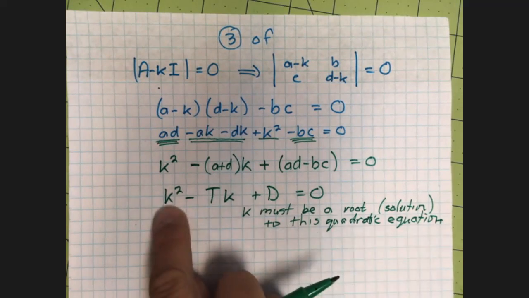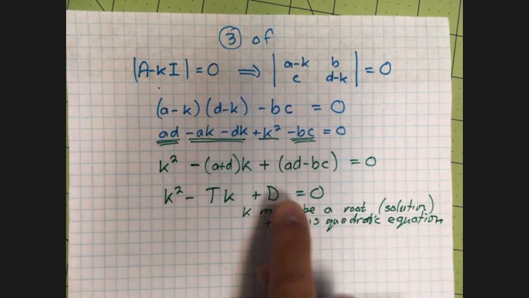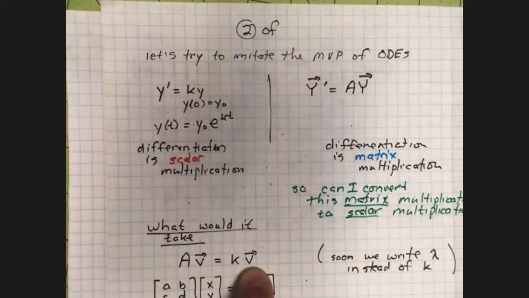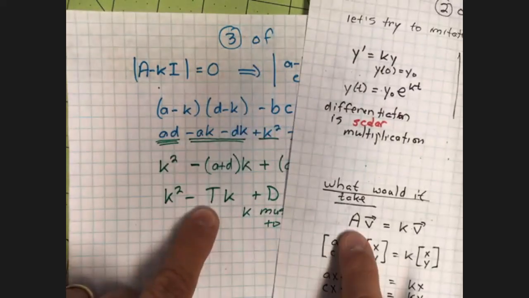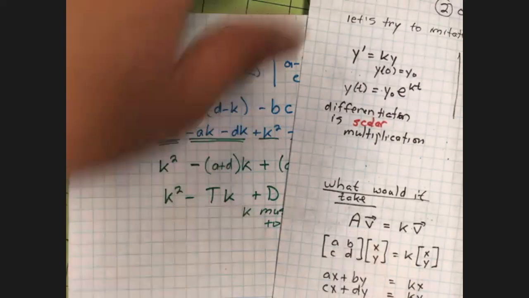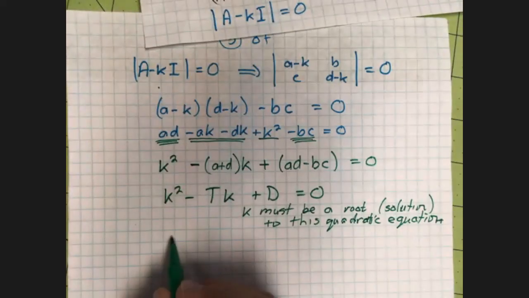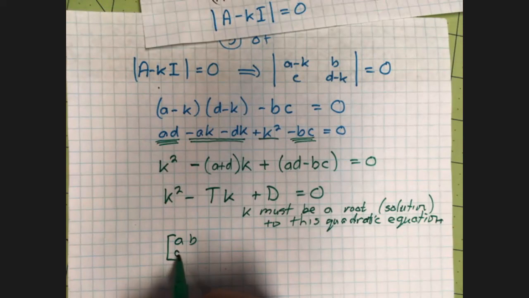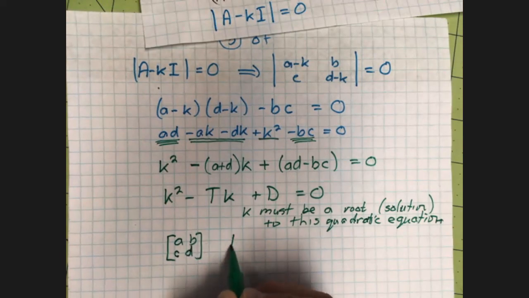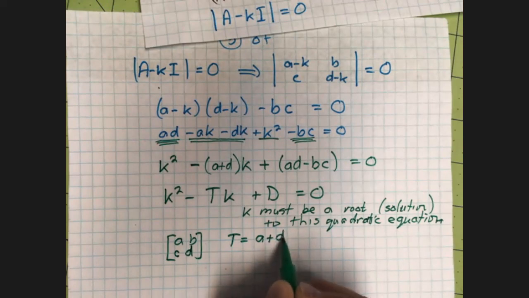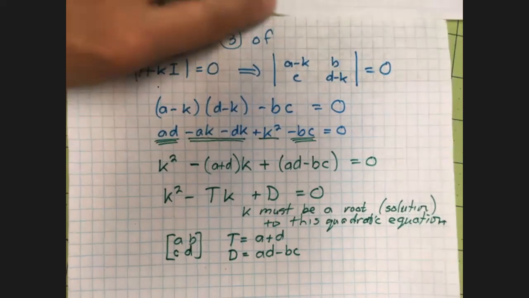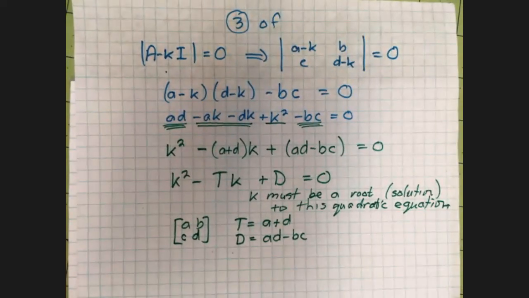So can I find the numbers to make this possible? The answer is yes. And it turns out to be a very simple task. All I have to do is solve a quadratic equation. And the quadratic equation is using the trace of this matrix and the determinant of this matrix. And remember, for 2x2 matrices, trace and determinant are the easiest things we could calculate. Trace is A plus D, and the determinant is AD minus BC. So we're about to do an example, but I want to point out one special thing to you.